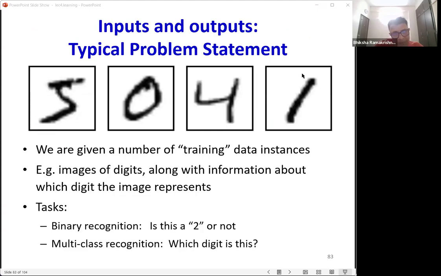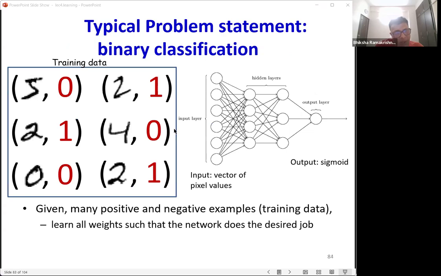So in a typical setting, you'd be given a number of data instances, e.g. images of digits, along with information about which digit the image represents. In binary classification, based on these, you'll be trying to perform a classification such as, is this an instance of 2 or not? In multi-class classification, you'd say, which digit is this, right? And so for the binary classification case, only the instances that are 2 will have a target output of 1. The rest of them will have a target output of 0. And you'd have a single neuron in the output with a sigmoid activation.